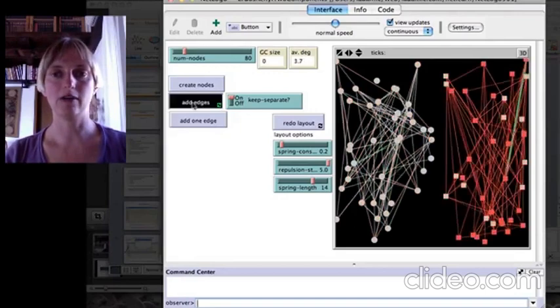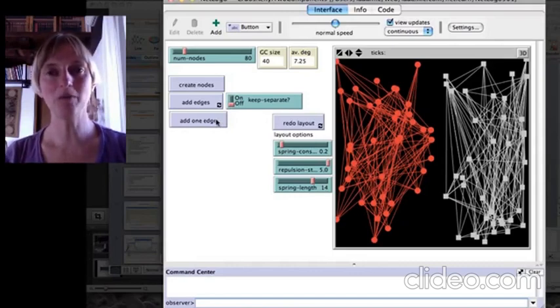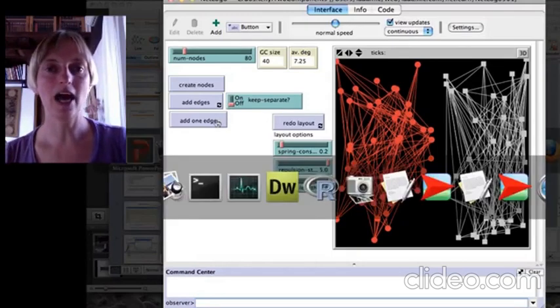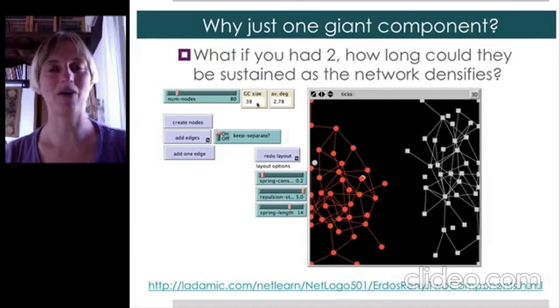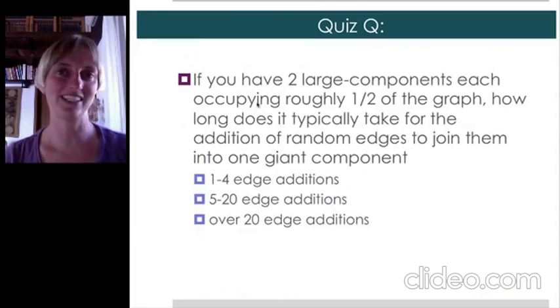You can kind of let it evolve, right? And what I'd like you to do then is to flip this switch and then add edges one at a time and see how many edges do you need to add before these components merge. And hopefully that will help with some of the intuition about why we have just one giant component. So this is basically the quiz I'd like you to take, which is tell me how many clicks it took before the components merged.